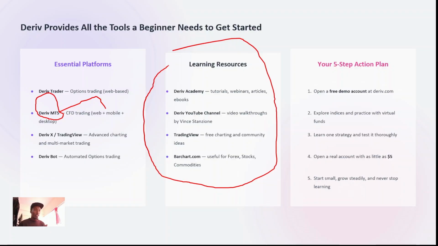Now, on to the next. Open a real account with as little as $5. As you know, once you create an account, once you have already practiced in the demo account, and you also have a strategy, you are ready to fund. You can deposit as little as $5. If you know, you know. Now, you start small, grow steadily, and never stop learning. So once you create that account, I'm going to see you on the other side.